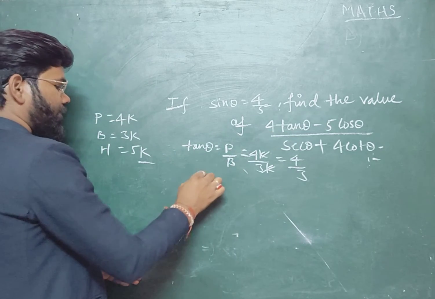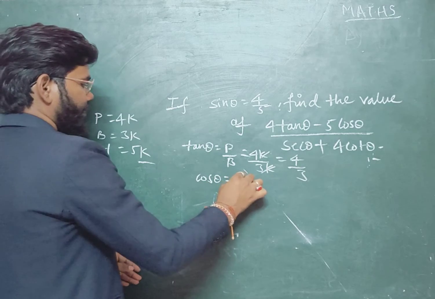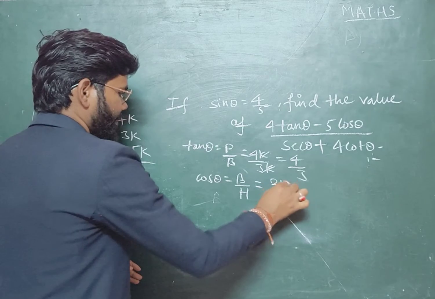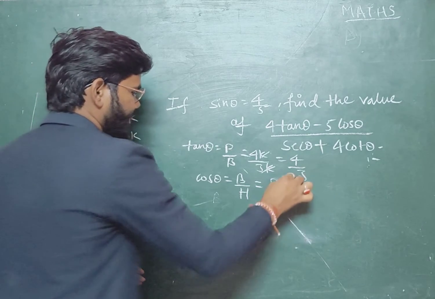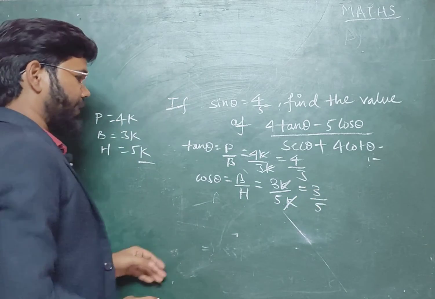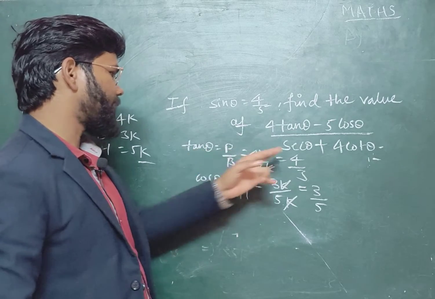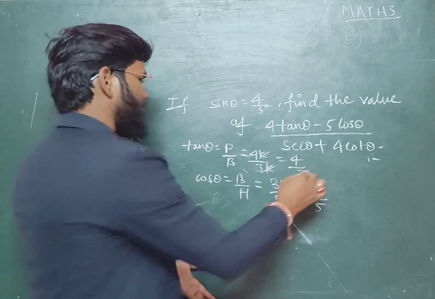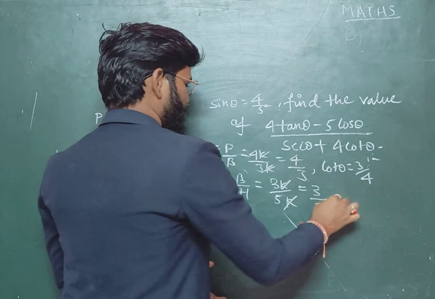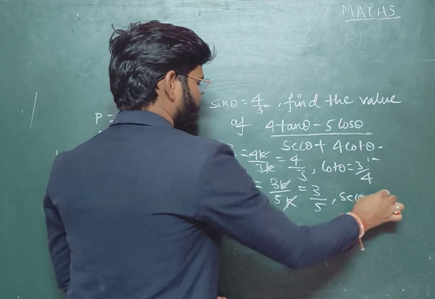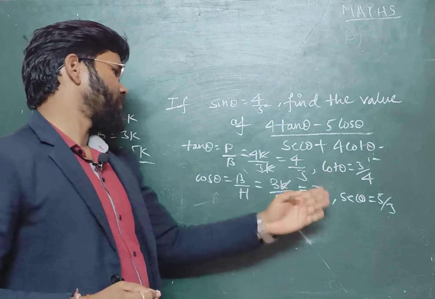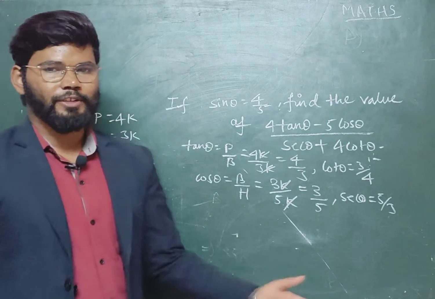Then cos theta is b by h, where b is 3k and h is 5k. K cancels, so the value of cos theta is 3 by 5. For cot theta and sec theta, just take the reciprocals. So cot theta equals 3 by 4 and sec theta equals 5 by 3. Now you can simply put the values of tan, cot, cos and sec in the given expression and easily find the value.